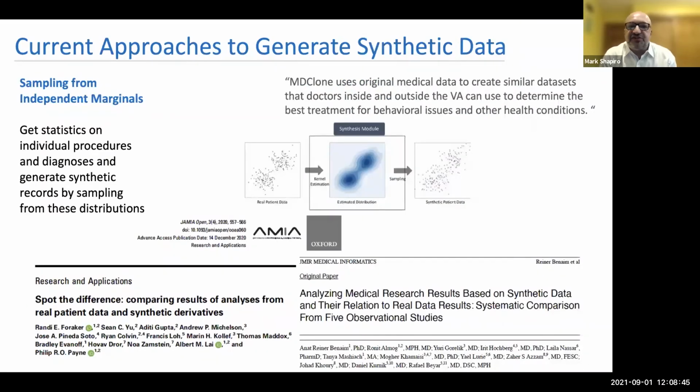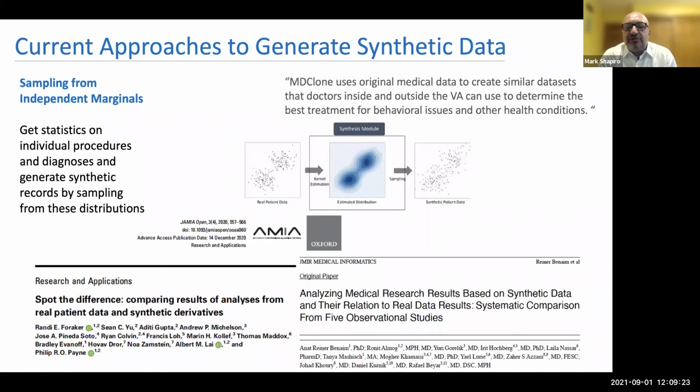So, current approaches to generate synthetic data. One is sampling from independent marginals. So the data contains, well, different elements, in particular diagnosis codes and procedure codes, lab results, maybe prescription data. And so one can get statistics from a data set and then match the statistics. What's lacking there is interdependencies between the different elements. And obviously, each of them is not independent. So diagnosis and procedures, generally, are going to go together in some way.